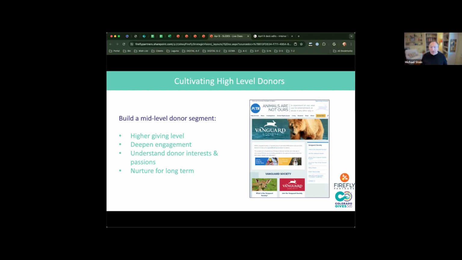Oftentimes organizations create what are sometimes called mid-level or higher level donor segments. There are plenty of organizations, and some of you know some of them. This is just an example on the right from PETA, People for the Ethical Treatment of Animals. Their Vanguard Society is fairly epic in that regard. They were one of the first organizations to try something like this. They had so many donors and wanted to get people to give more, so they created the Vanguard Society, and then created benefits, more access to the organization, and more chances to learn. They showed how much you can do with your donors to get them more invested.